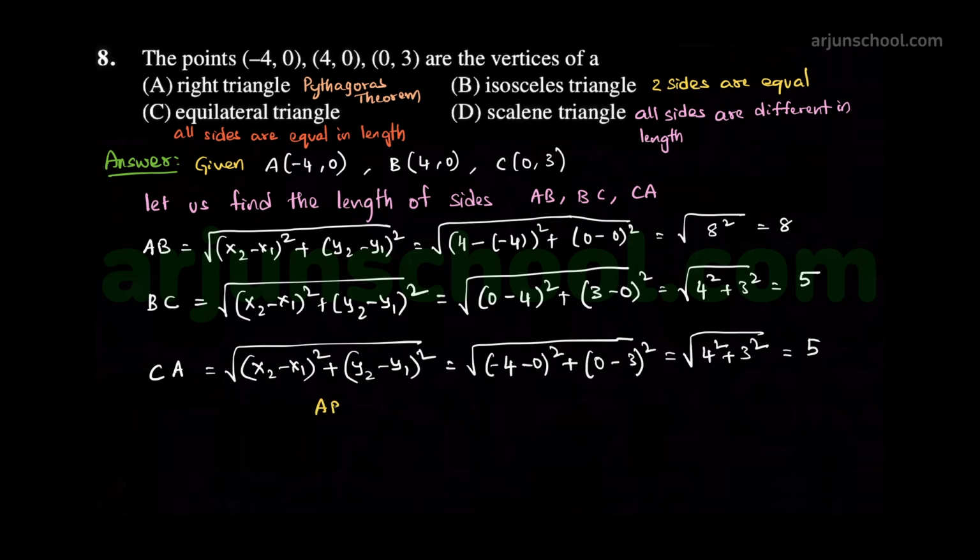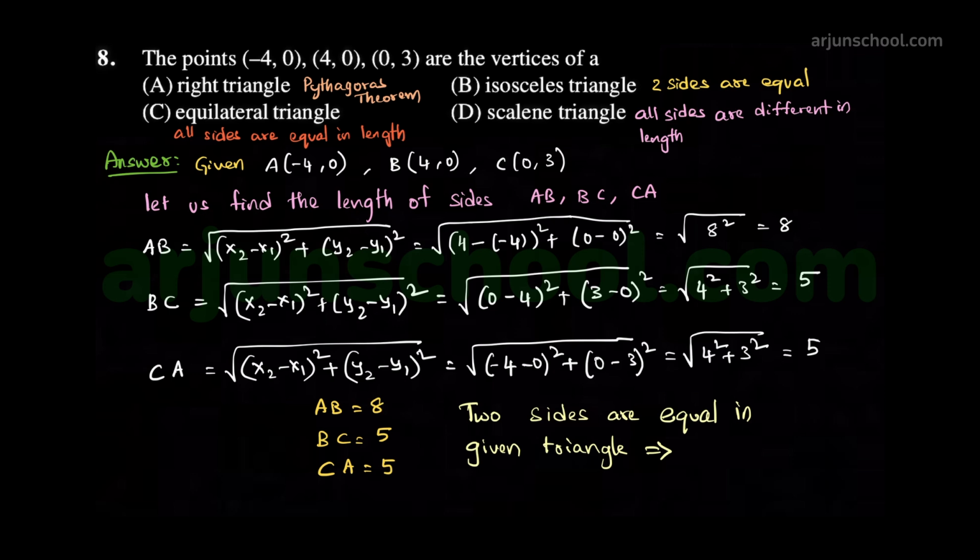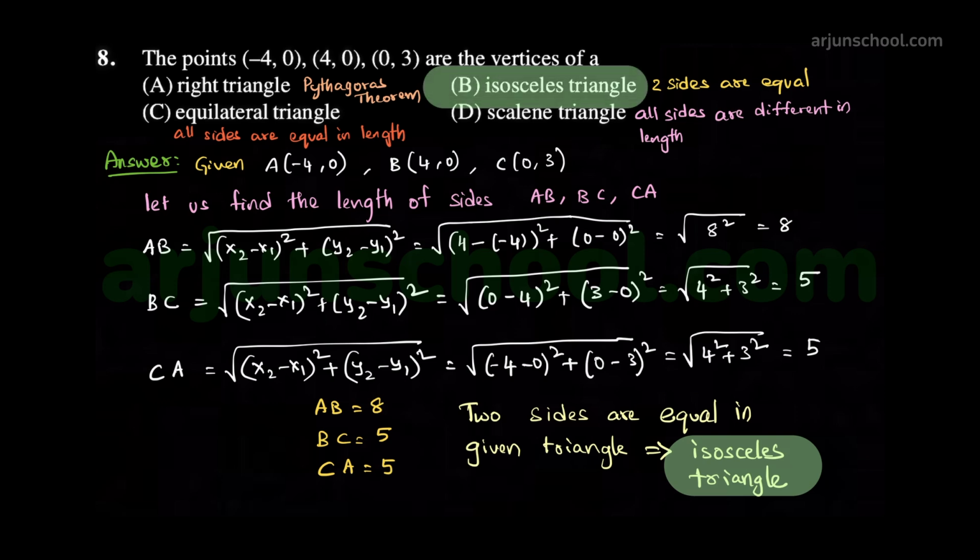Now let us write the three sides. AB is equal to 8 units, BC is equal to 5 units and CA is equal to 5 units. From these three sides we can observe that two sides are equal in the given triangle. Therefore, from the given options, the triangle ABC is an isosceles triangle. Option B, isosceles triangle, is the right answer.